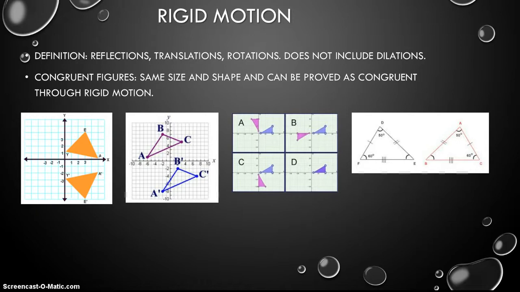Rigid motion. Alright, rigid motion is reflections, translations, rotations. And this still does not include dilation. So translations would be what you see right here. I mean, reflections is what you see right here. It's where you take something and you flip it over an axis. In this case, you flipped it over the x-axis. So, 0, -3 ended up over there, and that ended up over there.